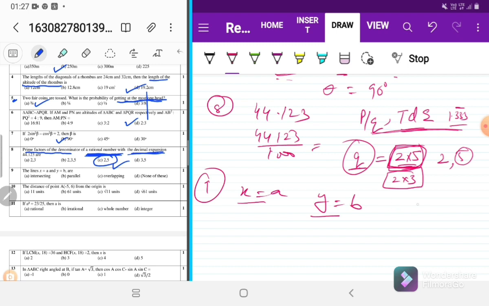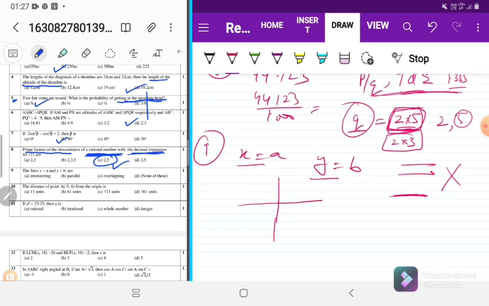So if two lines are there, either they will be parallel, or intersecting, or lying upon each other. So we have to find which lines they are. For that we have to know the graph. We'll draw one graph. We should know its representation on the graph.